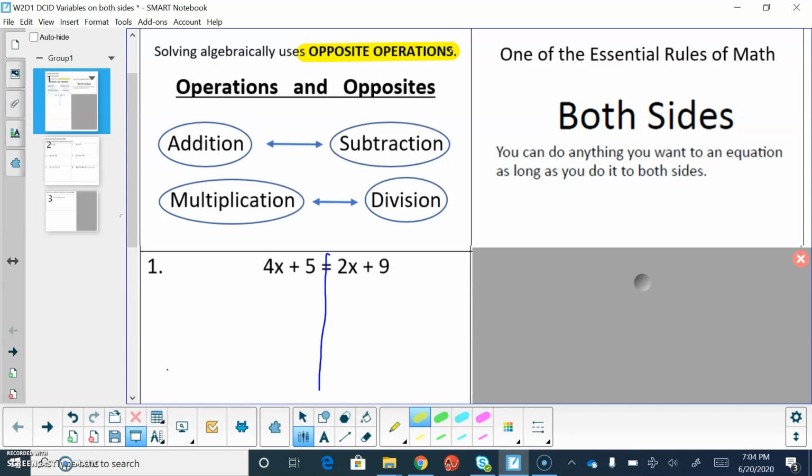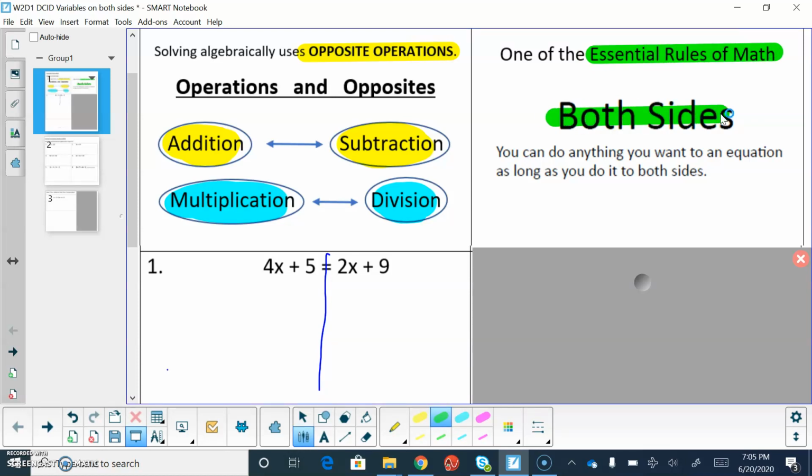What I mean when I say that is addition is the opposite of subtraction, so if we notice that things are connected through addition, we subtract in order to isolate our x. If we notice that things are connected through multiplication, we use division to isolate our x, and vice versa, because we're always using opposites. And then the other thing that we're going to use is an essential rule of math dealing with how both sides work.